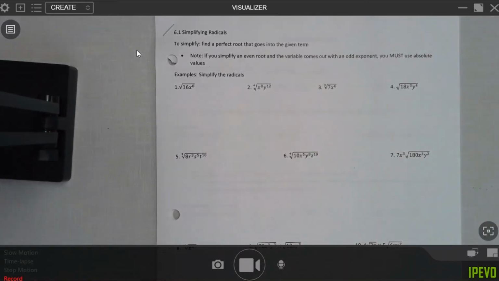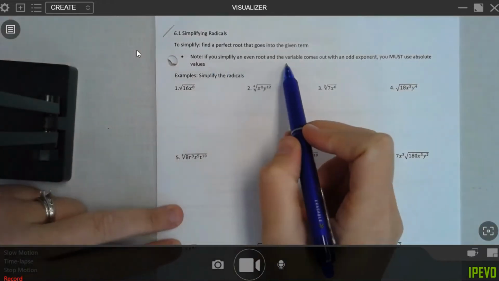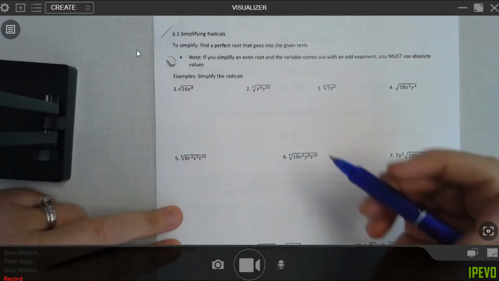All right, so today we're going to simplify radicals. It's like what we've done in the past with simplifying your square roots. The only new thing is that if we simplify an even root and the variable comes out with an odd exponent, you have to use absolute values, for this reason right here.